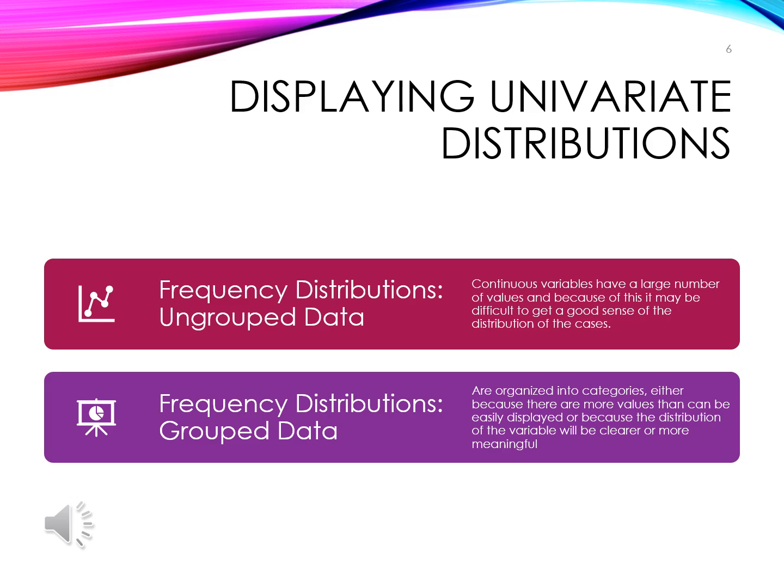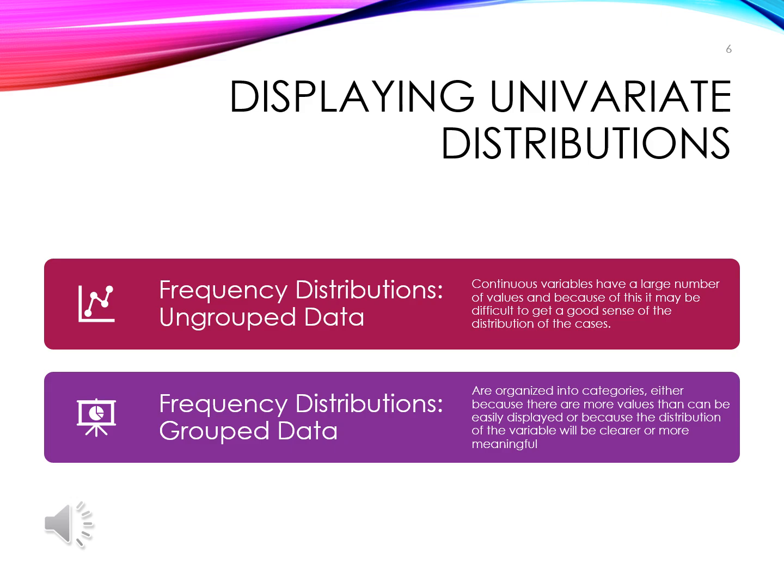The ungrouped data, this is continuous variables that have a large number of values. And because of this, it may be difficult to get a good sense of the distribution of the cases. The problem is that there are too many values to easily comprehend. So it would be nice if we could simplify distributions like these that have a large number of different values. We can construct what's called a grouped frequency distribution.